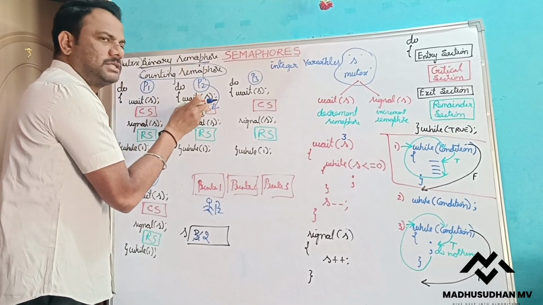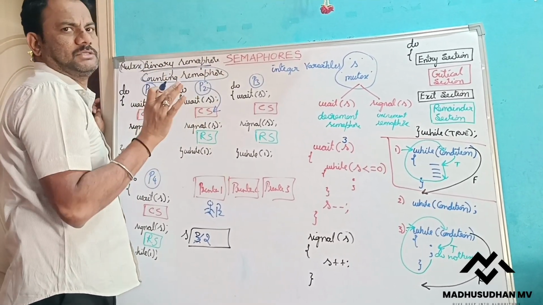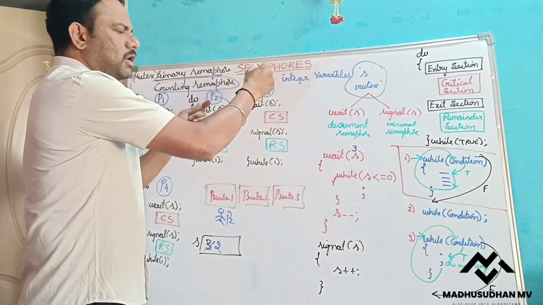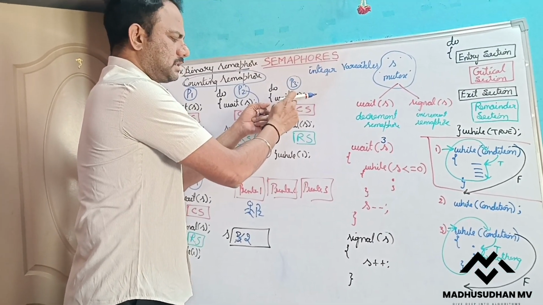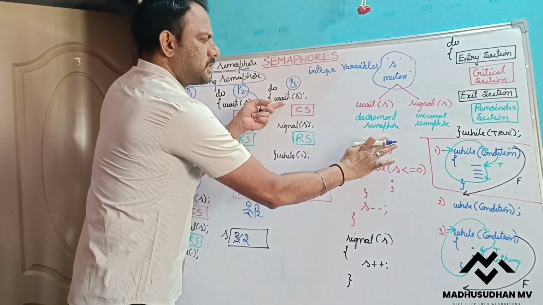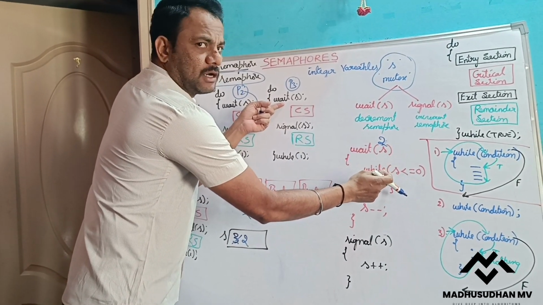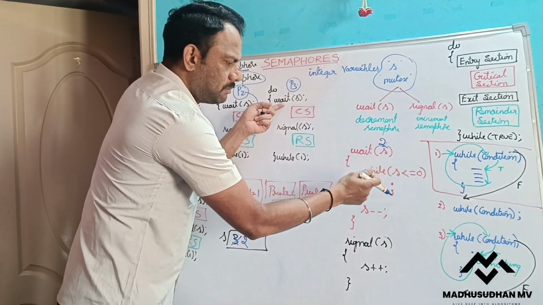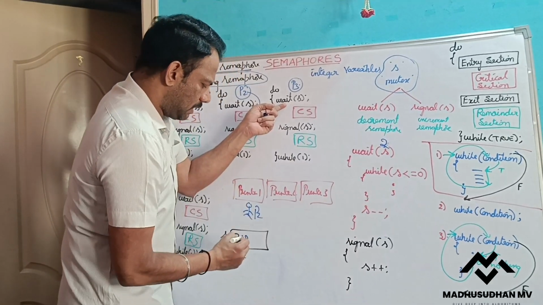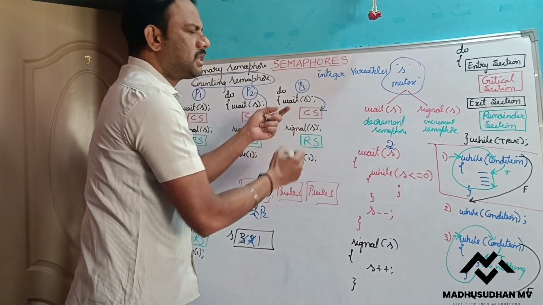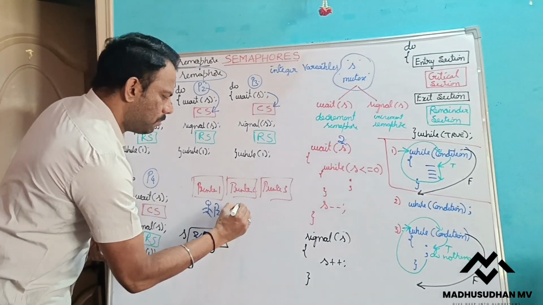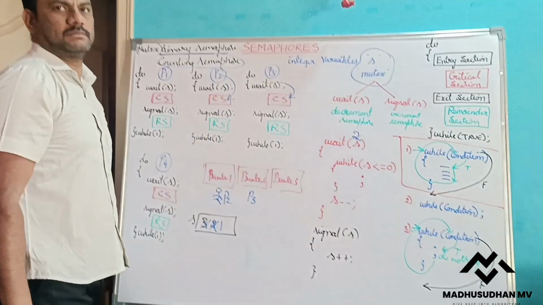Okay. Now while P2 is using, assume P3 comes. Now P3 also wants to enter. When it comes, it will check wait of S. S value is 2. 2 less than or equal to 0? False. Comes out of the while loop. S value will be decremented. Now 1. Now it comes out of this one. Now P3 also started using. That means now P3 is using one printer.